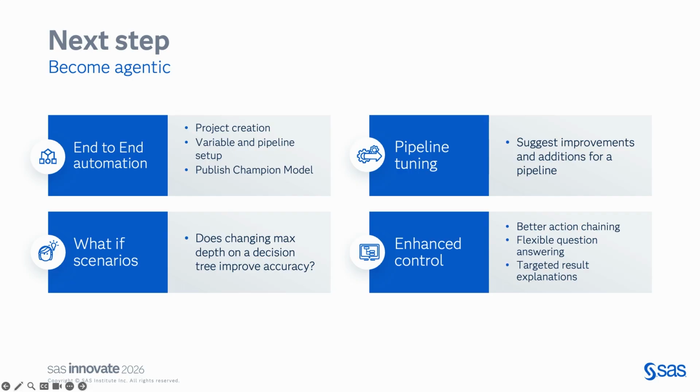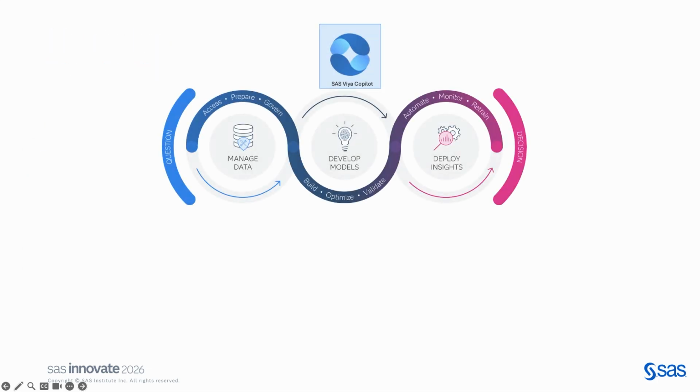And then the final one here is just a general concept of being more agentic, and that's allowing the user to ask more flexible things, do longer tasks, things that require actual chaining of actions, and then even, I've added in here the idea of targeted explanations, and we'll see what that looks like when we actually get into the demo.